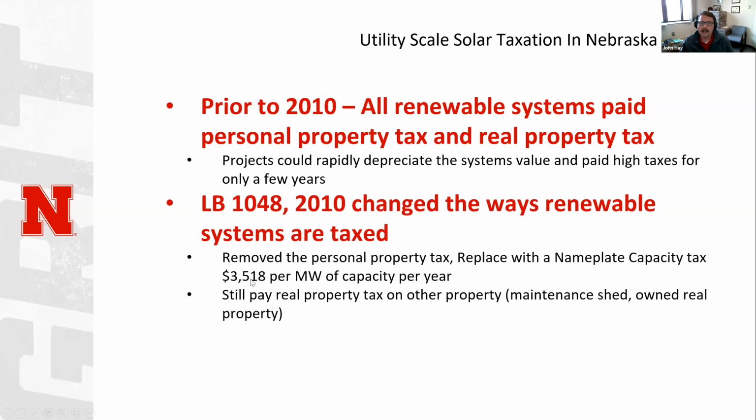So essentially, LB 1048 removed the personal property tax, said they don't have to pay personal property tax, but will replace it with a nameplate capacity tax that they pay every year that they operate. So instead of paying for 5 years, they pay a smaller tax rate, but for 20 years, 40 years, however long they operate. They do still pay some real property tax based on the other real property that they own. So if they have a maintenance shed that they own, they may pay some real property tax on that. So that was an important change in the way things are taxed, but it also helps us estimate much more clearly how much is going to come into a county in the taxes based on the law. So we don't have to worry about that depreciation. We just have this basically nameplate tax that we are guaranteed to get.